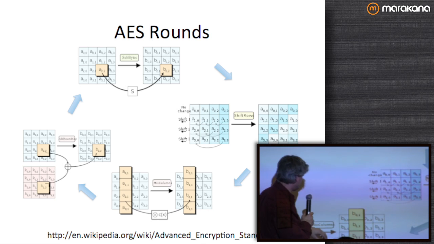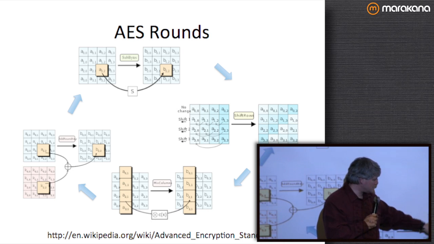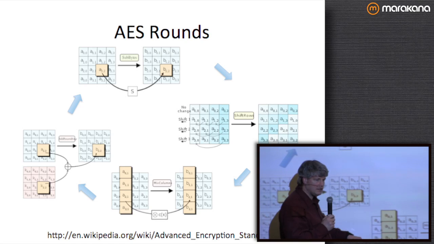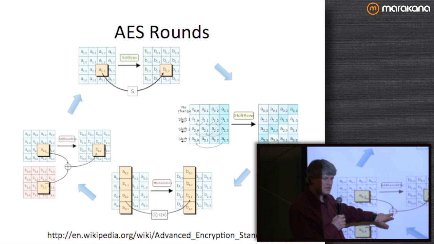Oh, I'm sorry, I put that one in twice. This one is a little bit more interesting mathematical function. It mixes up the data and provides a nonlinear characteristic. And then this one is just an XOR function. It's a byte by byte XOR function.